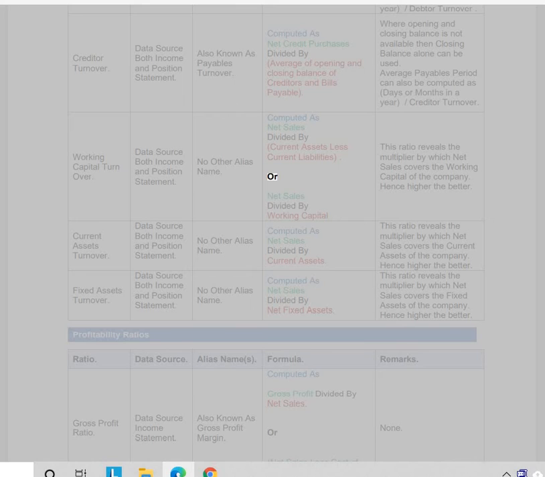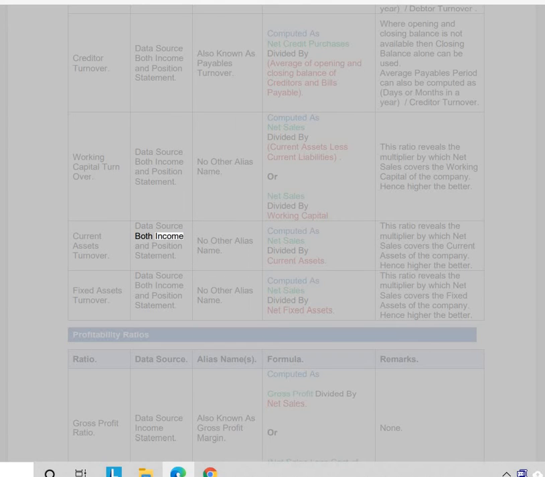Or net sales divided by working capital. This ratio reveals the multiplier by which net sales covers the working capital of the company. Hence higher the better.